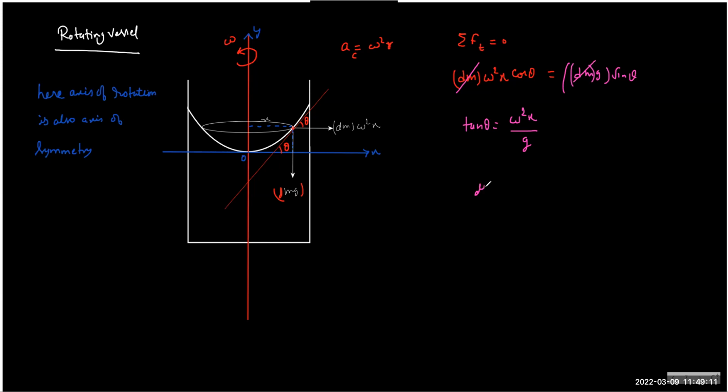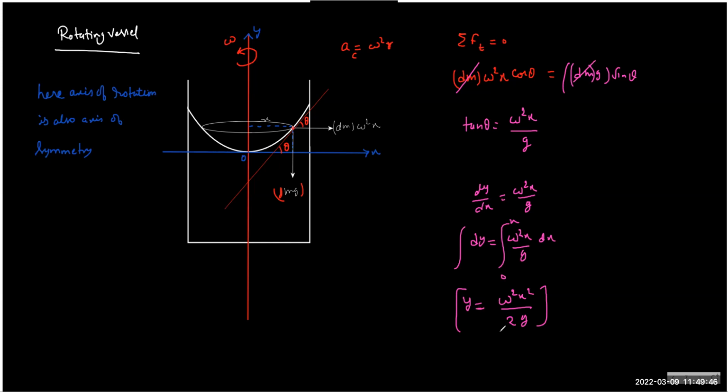we can write this as dy by dx, and therefore dy becomes omega square x dx by g. If you integrate from 0 to some value x, y becomes omega square x square by 2g. And this is the equation of a parabola, so we can say the shape of the free surface is like a parabola.